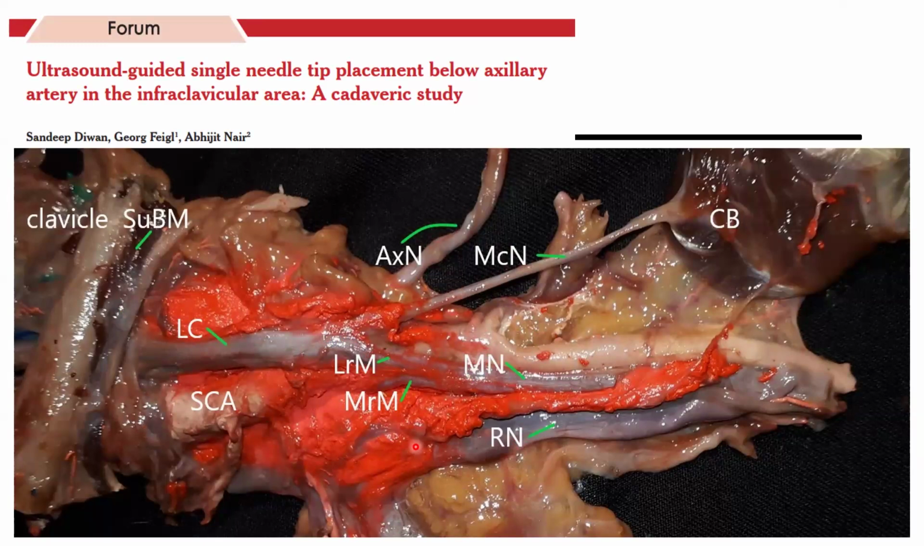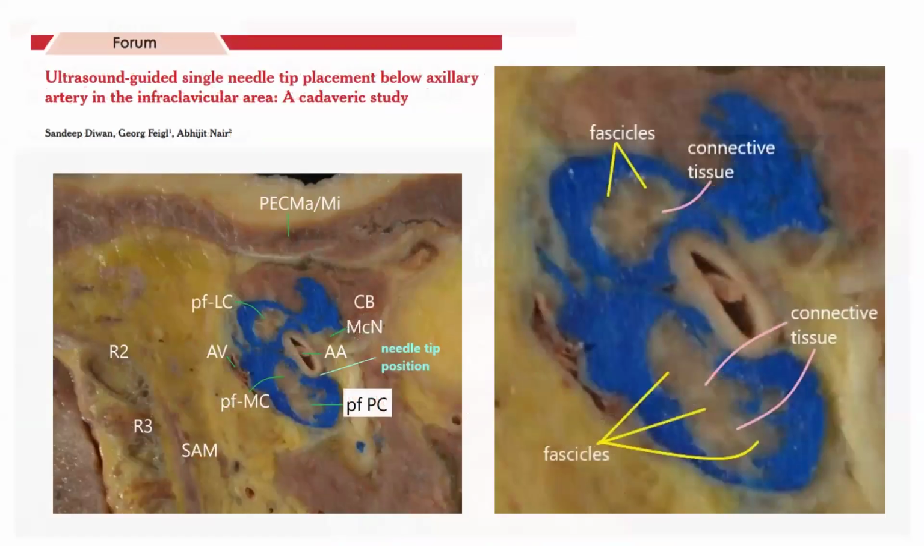So there's no necessity of injecting at three areas unless you really find it difficult to engulf all the nerves with local anesthetic with one single injection. Then we did cross sections and we found that if you inject posterior to the artery at this point, it is going to engulf the posterior cord, the lateral cord, and the medial cord. So you can see the fascicles of the lateral cord, the posterior, and the medial cord as well. So this is how you block the infraclavicular brachial plexus with one single point injection.